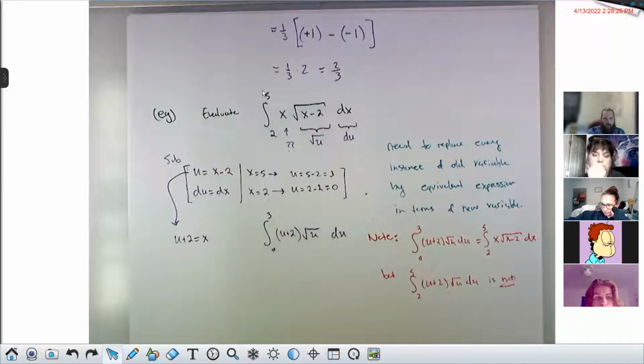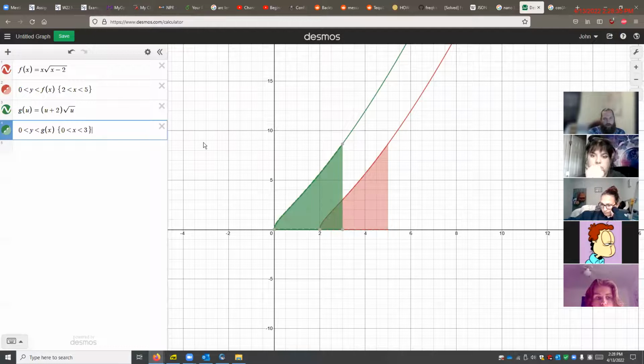And in order for the area measured by this integral to be the same as the area measured by this integral, I need to adjust the bounds. Because like we said over here, if I found the area under the green curve from 2 to 5, that's much bigger than the red area. But if I find the area under the green curve from 0 to 3, that is the same as the red area. And that's what we want.